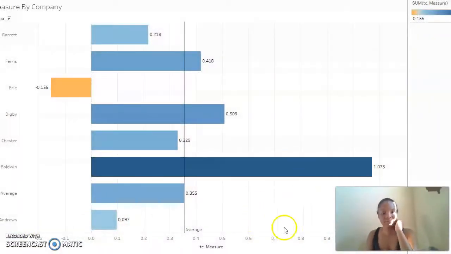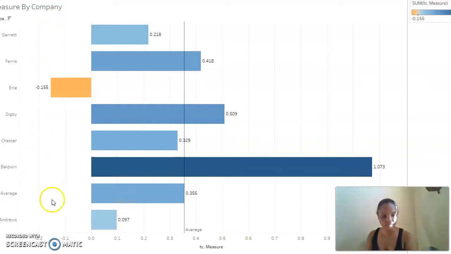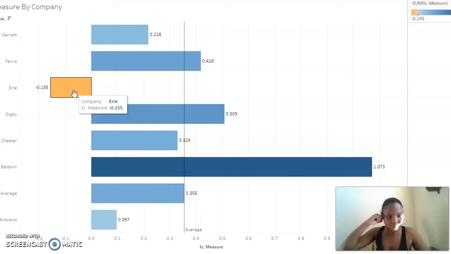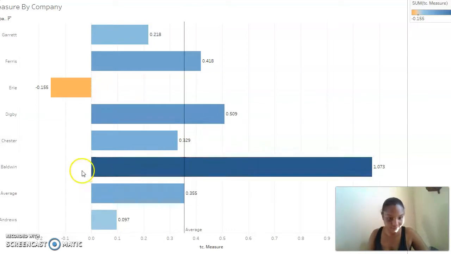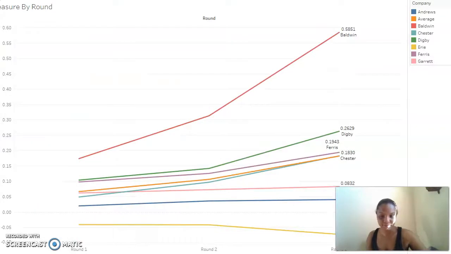So to start off, we'll do measure by company. So basically, this shows the average TC measure of all the companies. If you notice, this particular bar here is going the opposite direction because it's in the negatives. The rest are in the positives, but you can see that Baldwin's TC measure is a lot higher than the other companies. And then this is measured by round.